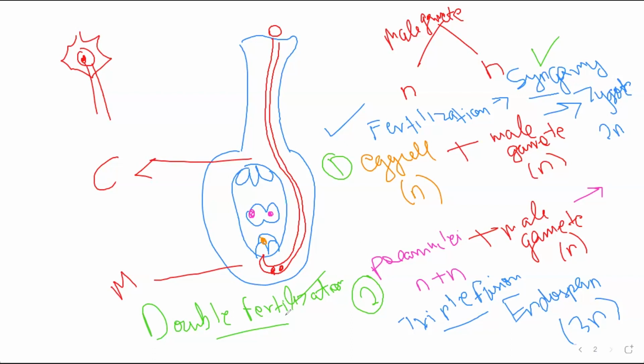The product of the first fertilization is a zygote. The product of the second fertilization is an endosperm. Now the question comes: in the angiosperms, why do such types of fertilizations happen? What is the significance of it? Remember, for every process, make sure that you actually know the significance of the process. That's very important. Angiosperms are the only plants in which double fertilization is happening. So why is it happening?